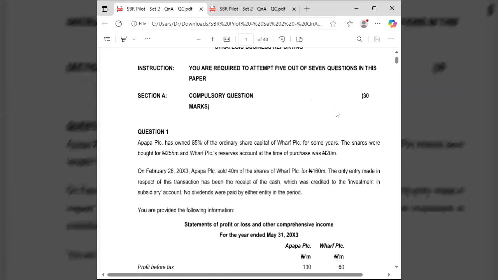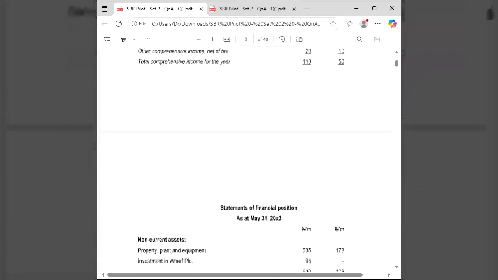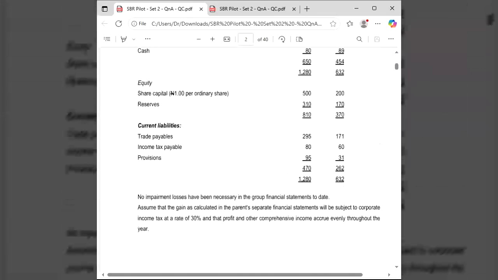We're told that income tax is 30%. So, in the absence of this information, we would have just found a way to use the prevailing rate in Nigeria. But since the examiner is specific that the gain as calculated in the parent's separate financial statement will be subject to corporate income tax of 30%, then all we need to do is to use the 30% given in the question.